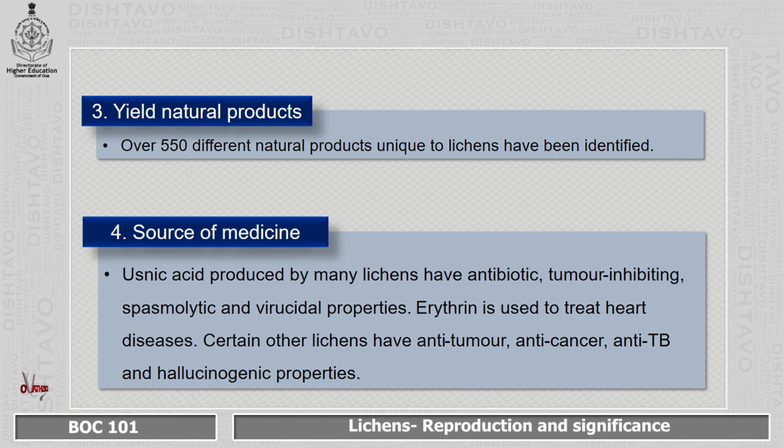The third significance of lichens is that it yields numerous natural products. Over 550 different natural products unique to lichens have been identified. The fourth point is, it is used as a source of medicine. Usnic acid produced by many lichens has antibiotic, tumor inhibiting, spasmolytic and virucidal properties. Erythrin is used to treat heart diseases. Certain other lichens have anti-tumor, anti-cancer, anti-tuberculosis and hallucinogenic properties.